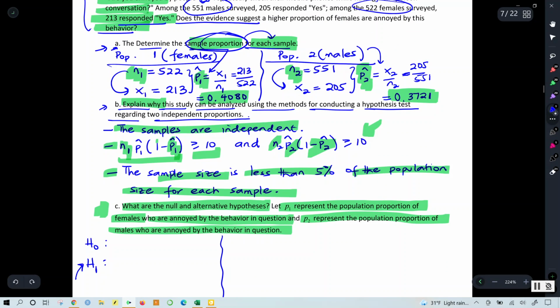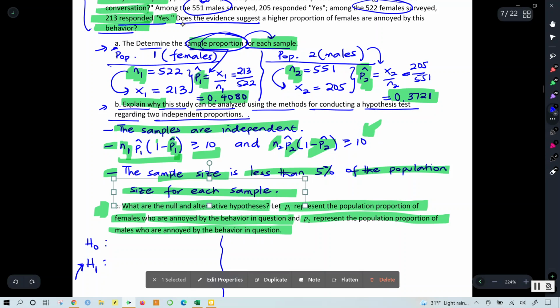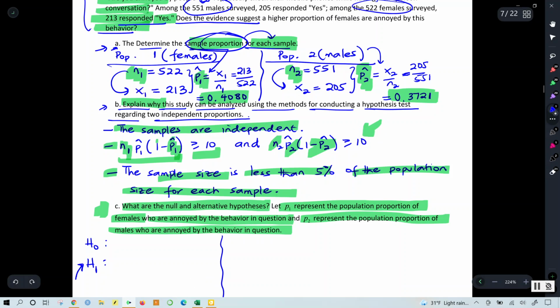Remember, I recommend starting with your null hypothesis, because we have a statement of exactly what we want to test. We want to see if the proportion from females, which is p1, is higher than that from males, which is p2. So we want to check if p1 is greater than the proportion we observed from the population of males. So the alternative will be p1 greater than p2, whereas the null will be the hypothesis of equality.